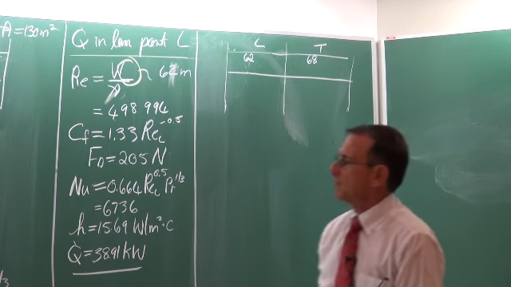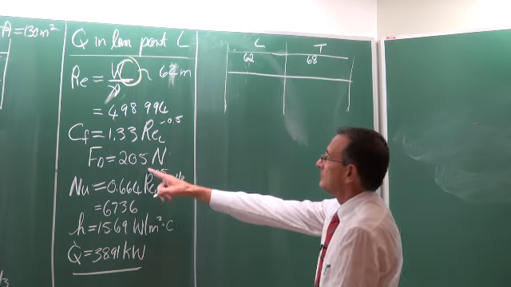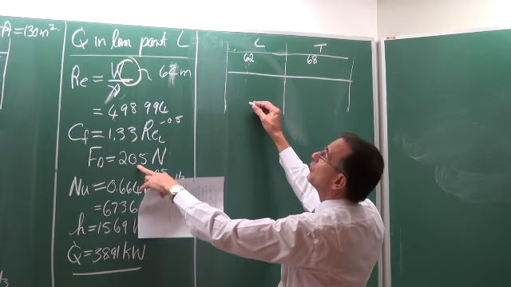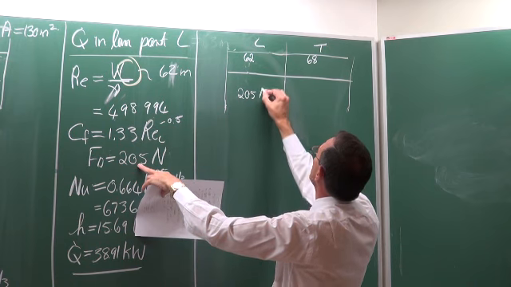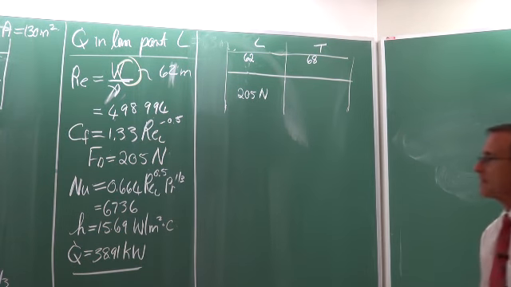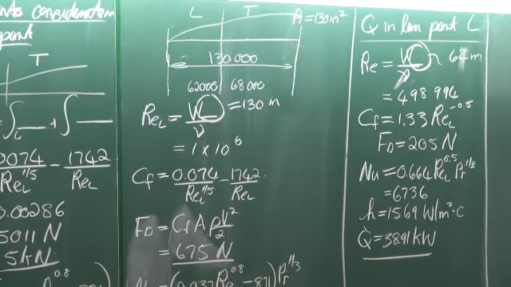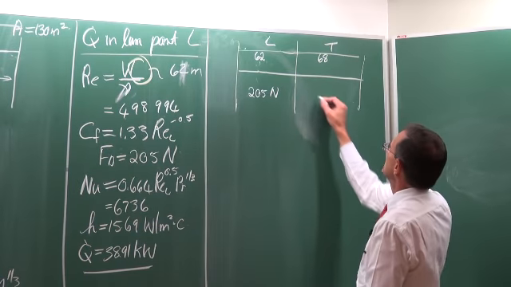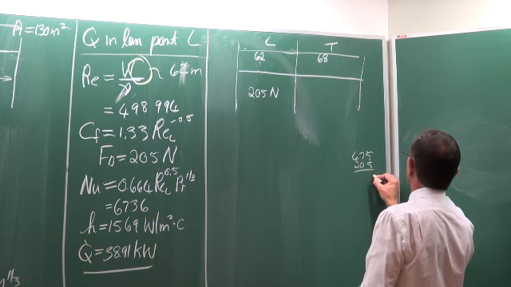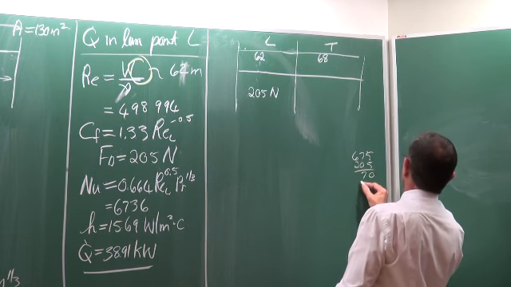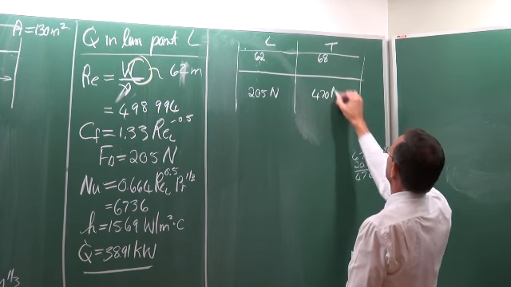So in terms of the drag for the first 62 meters is 205 newtons. Okay. For the total length, it was 675. So this part is 675 minus 205. So it's 470 newtons, is that right?